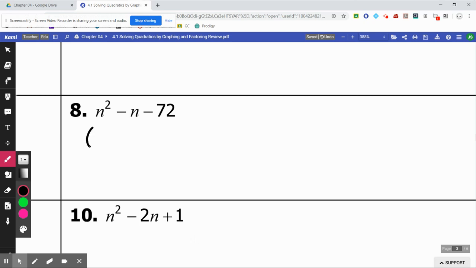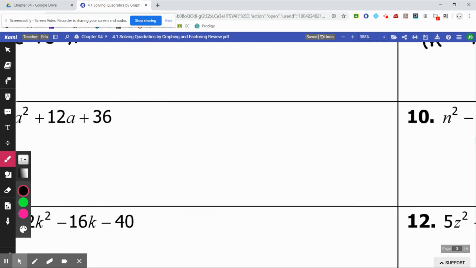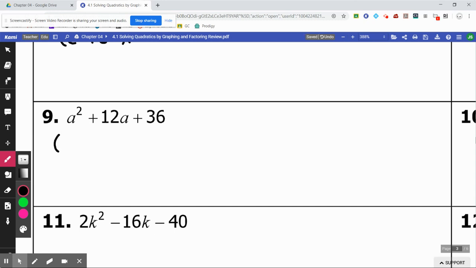Number 8, 2 sets of parentheses. There's no greatest common factor other than 1. n times n gives you the n squared. Adds to give you negative 1, multiplies to give you negative 72 would be a negative 9 and a positive 8. Number 9, 2 sets of parentheses.